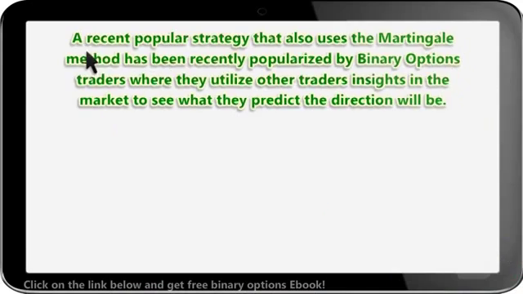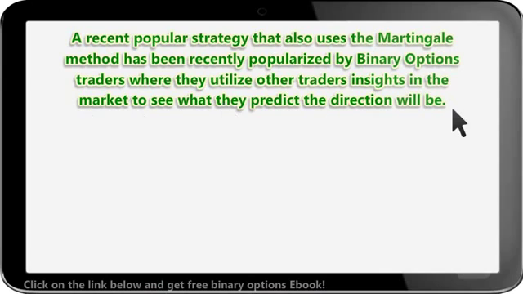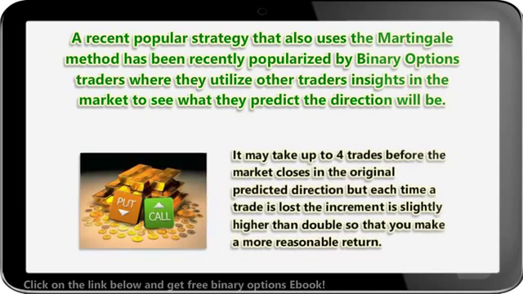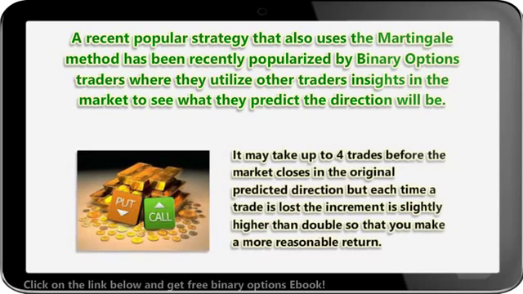A recent popular strategy that also uses the martingale method has been popularized by binary options traders, where they utilize other traders' insights in the market to see what they predict the direction will be. It may take up to 4 trades before the market closes in the original predicted direction, but each time a trade is lost, the increment is slightly higher than double so that you make a more reasonable return.